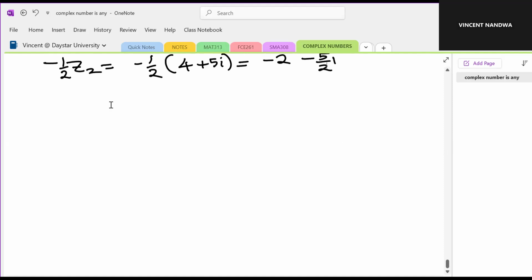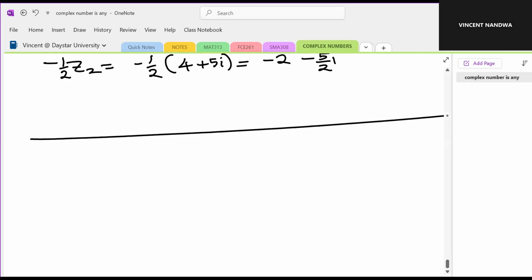So also, when I have another number, say 3 times 2 plus 4i, then it is the same as 3 times 2, which is 6, plus 3 times 4, which is 12i.